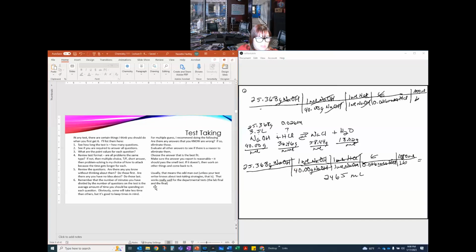Then look through each of the questions. If there are some that you know without having to think about it, just answer them and move on. Are there some that you have absolutely no idea about? Make a note. Go back to them when you're done with everything else. Remember that the number of minutes you have divided by the number of questions in the test is an average for what you're going to spend on each question.